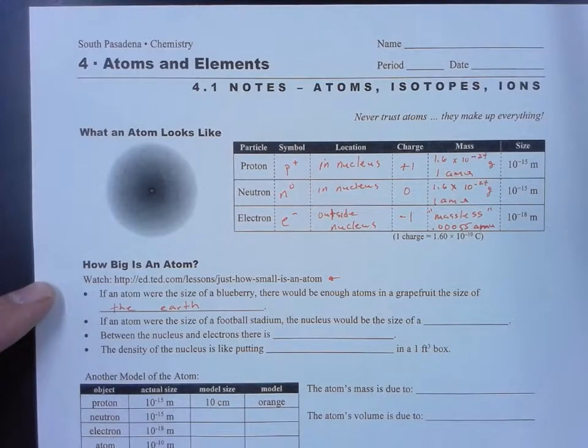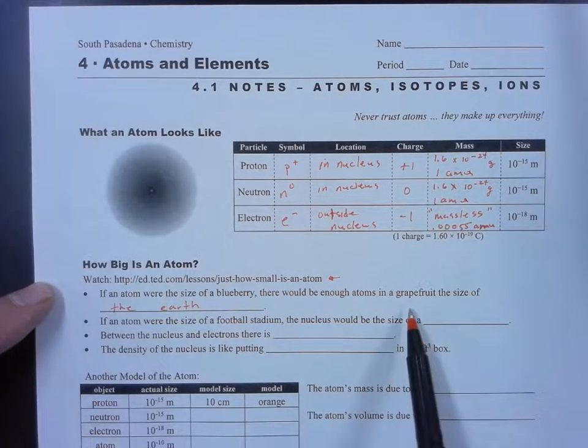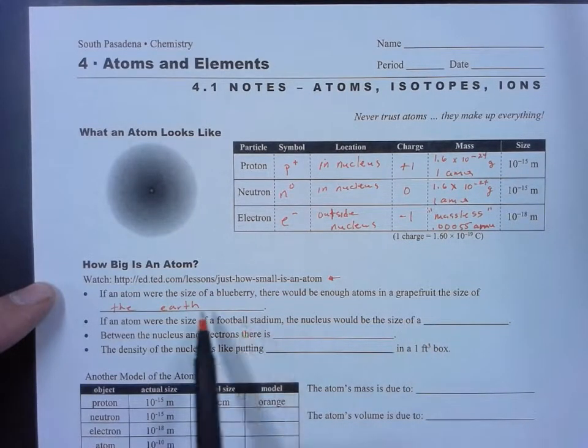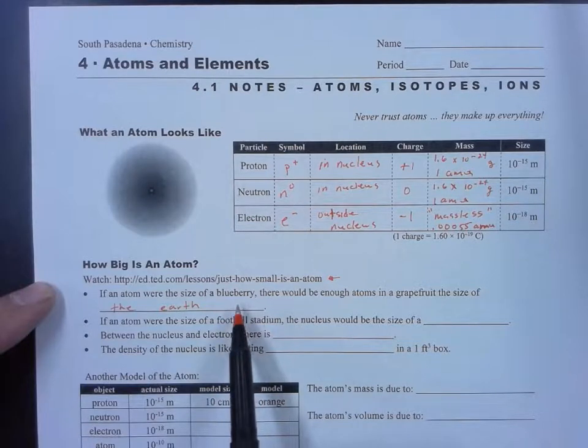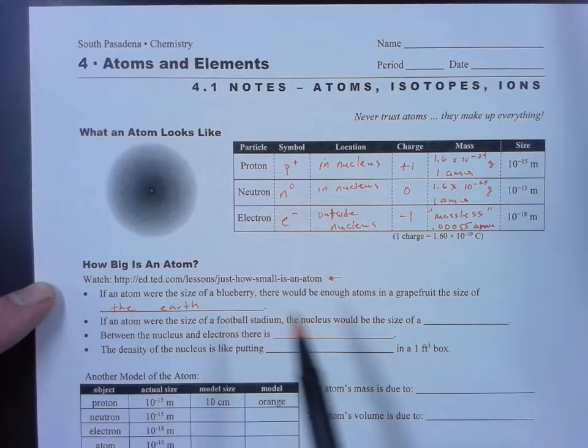So what that's saying is, if you took a grapefruit and you blew each of the atoms up inside a grapefruit to the size of a blueberry, how big would that be? Well, it would fill the entire Earth. Okay, so that's how many atoms are in a grapefruit.